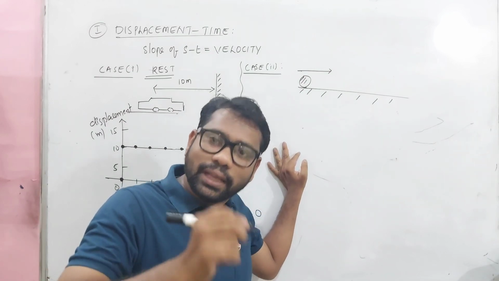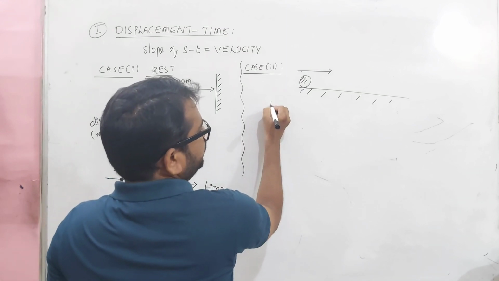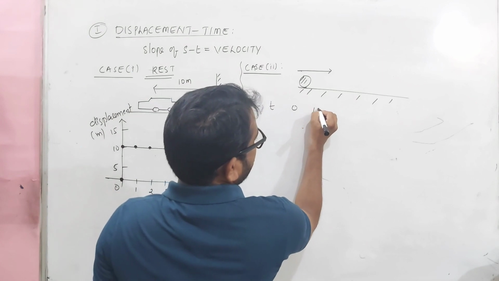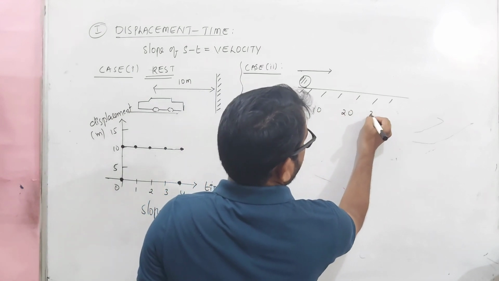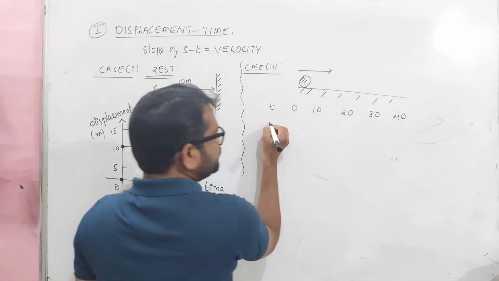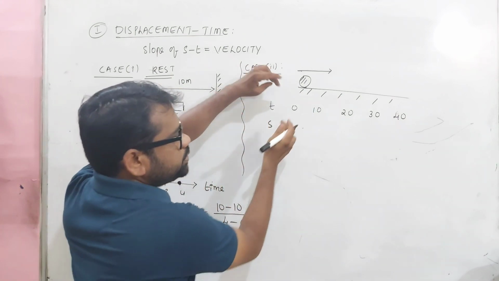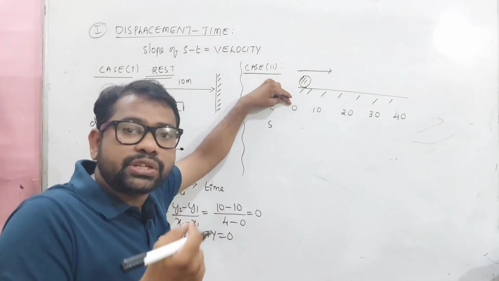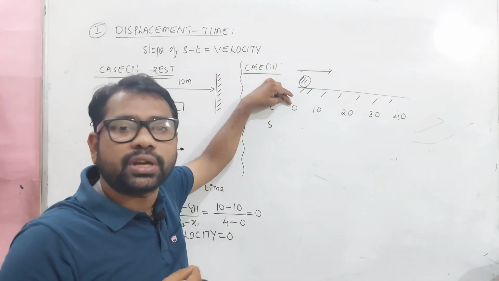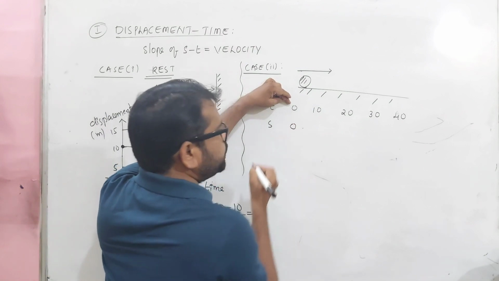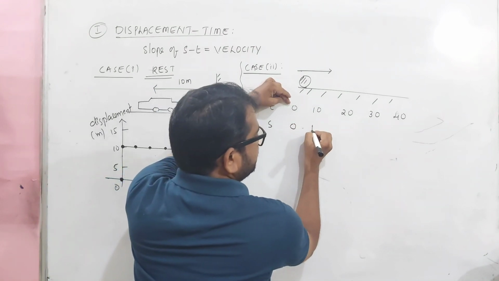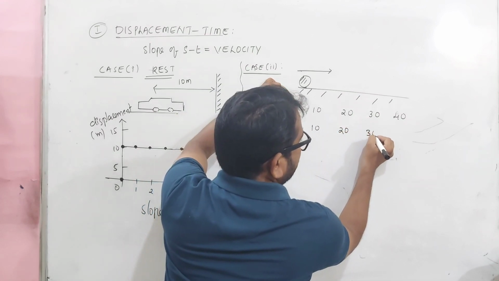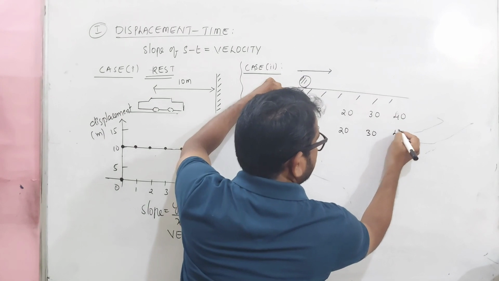But what type of velocity? Let us see. Children, let us say at time 0, then after 10 seconds, 20 seconds, 30 seconds, 40 seconds, the displacements are like this. Initially, the moment we start observing, its displacement is 0. After 10 seconds, it has covered 10 meters. After 20 seconds, 20 meters. 30 seconds, 30 meters. 40 seconds, 40 meters.